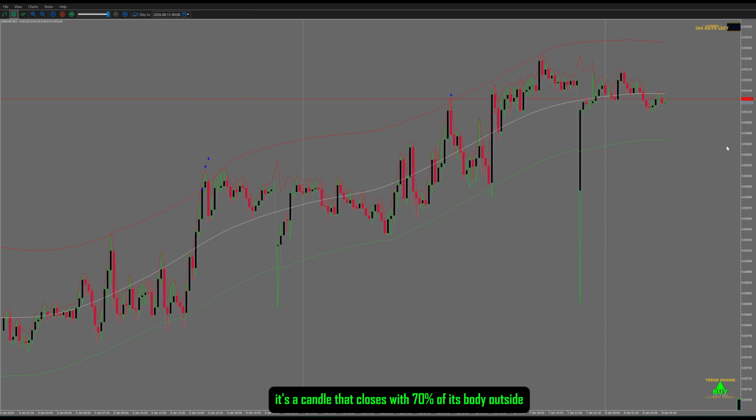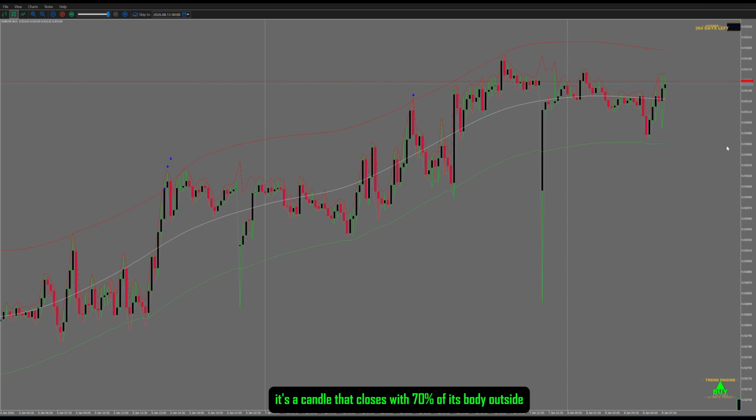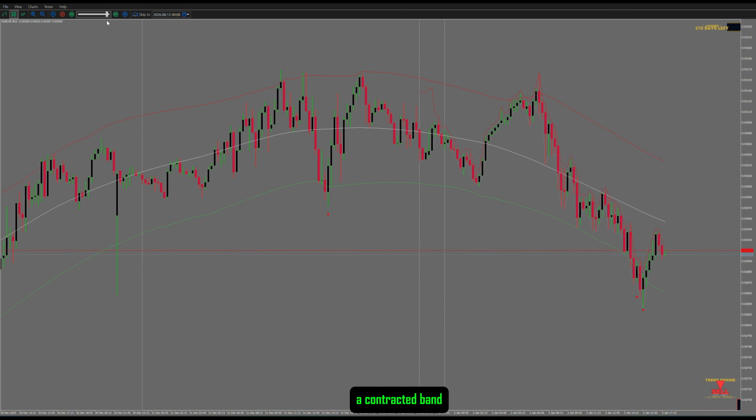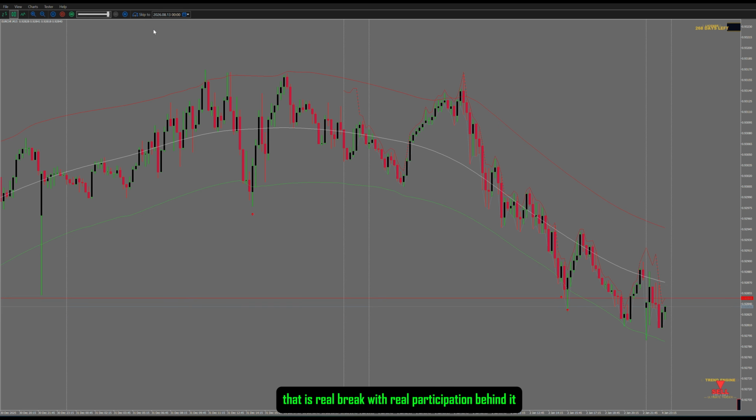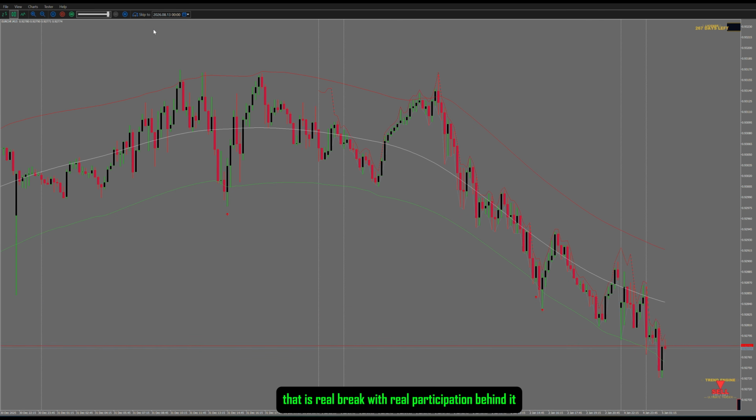If instead it's a candle that closes with 70% of its body outside a contracted band, the arrow prints. That's displacement out of compression. That is a real break with real participation behind it.